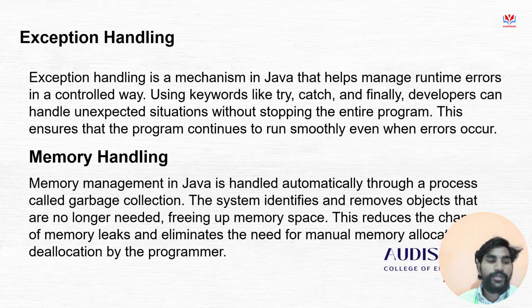So what is meant by memory handling? Memory management in Java is handled automatically through a process called garbage collection. The system identifies and removes objects that are no longer needed, freeing up memory space. This reduces the chance of memory leaks and eliminates the need for manual memory allocation and deallocation by the programmer. That is what is meant by memory handling.